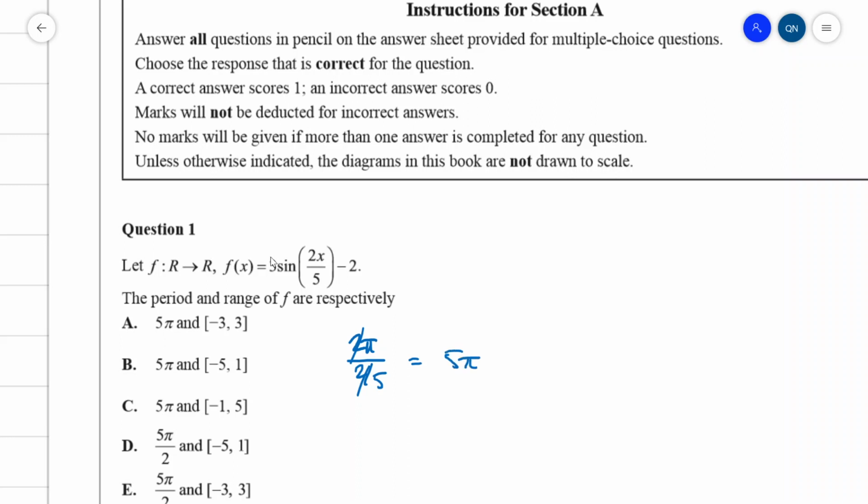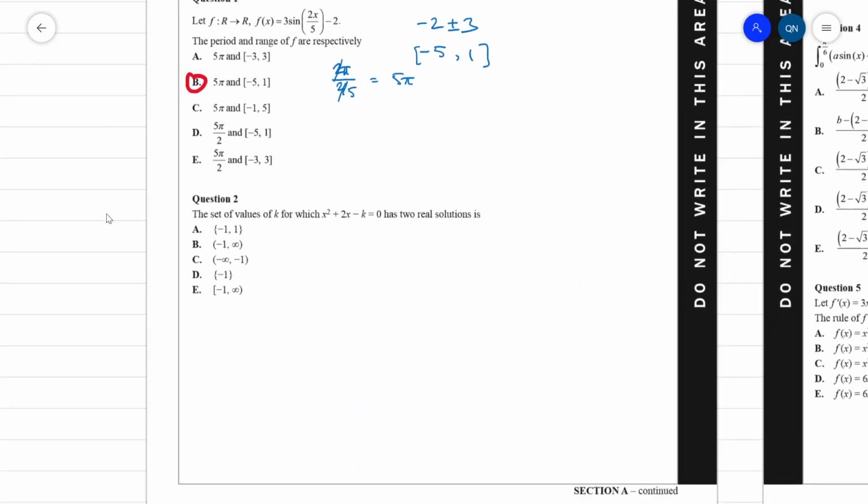The 5, because it's in the denominator of the denominator, it flips up to the numerator and it becomes 5 pi. And for the range, what we do is we take the mean position, which is -2, and then we just do -2 plus or minus 3. So it's going to give us, well, -2 minus 3, that's going to be minus 5. I can't do arithmetic. -5 for the lower bound and then 1 for the upper bound. So that's our range over there. So let's take a look at the options, and we have option B. That should be the correct one, if I know how to do arithmetic properly.